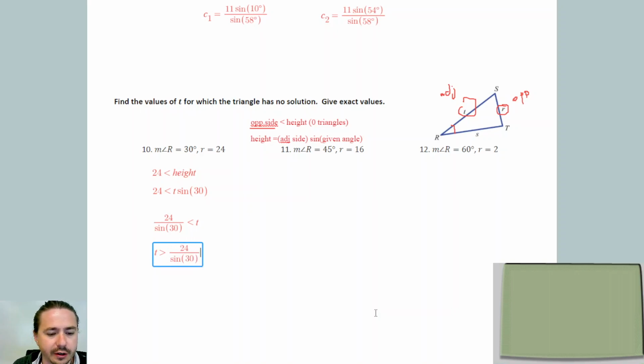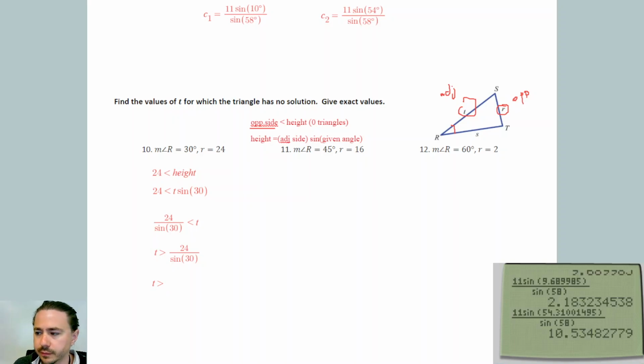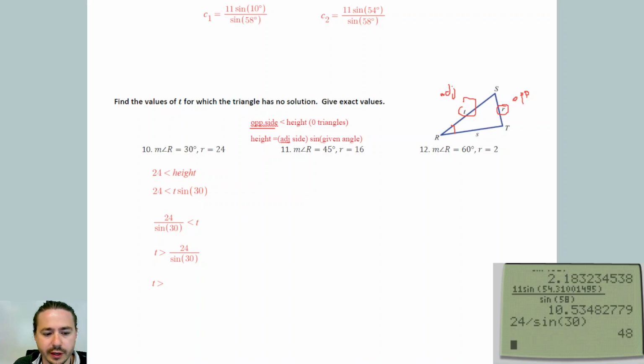We're going to throw that in the calculator here and say that t must be greater than 24 over sine 30, which is 48. So t must be greater than 48 in order for there to be no solution. In other words, this side length has to be so long, longer than 48, in order for this side to be too short to complete the triangle. So that's going to be our solution, the values of t for which the triangle has no solution. And we'll solve all these very similarly.